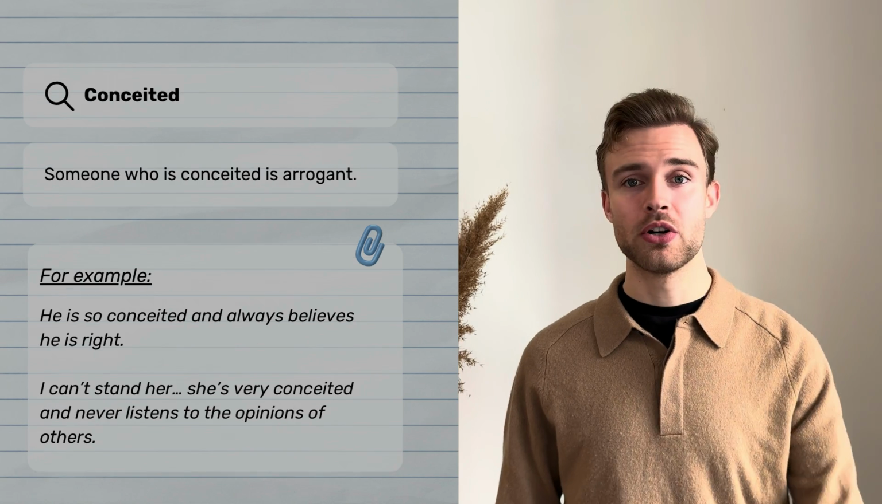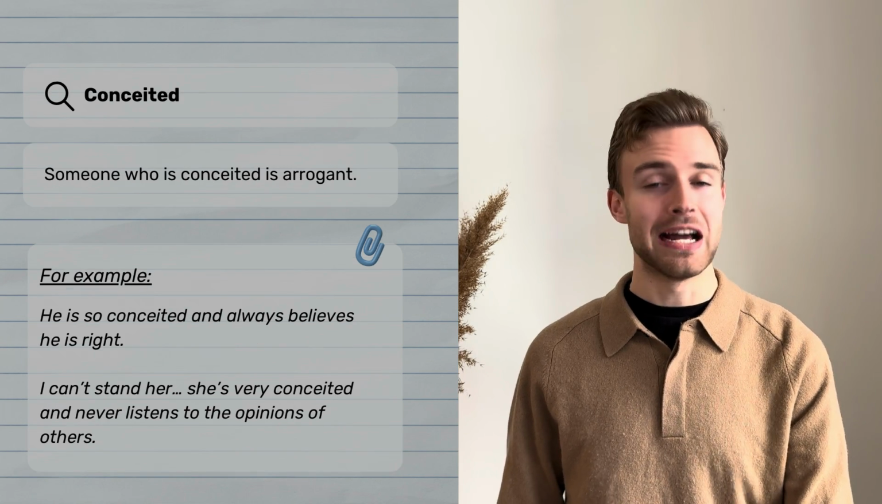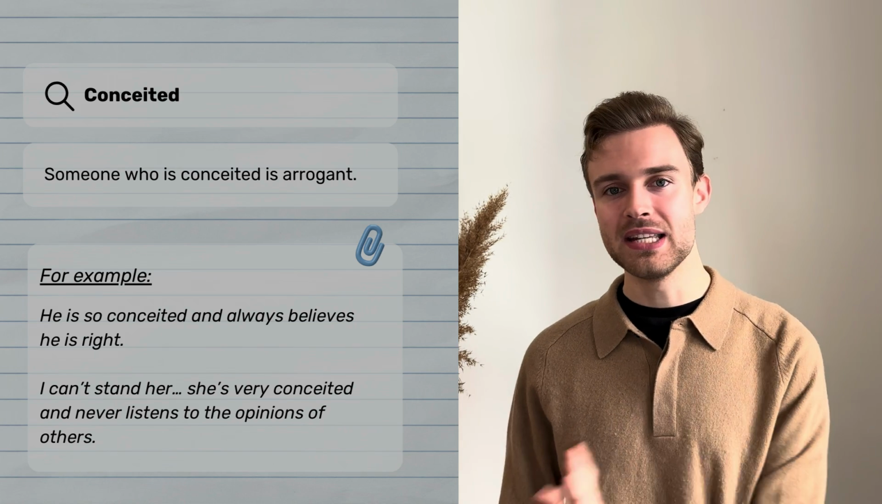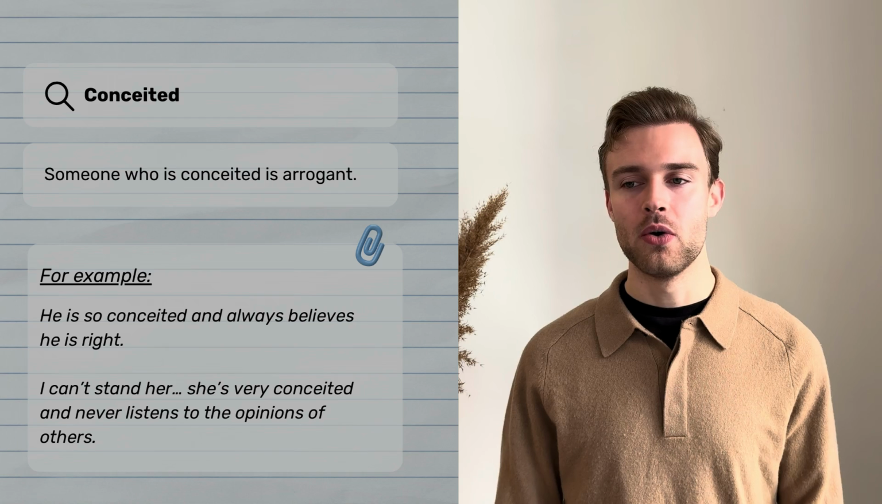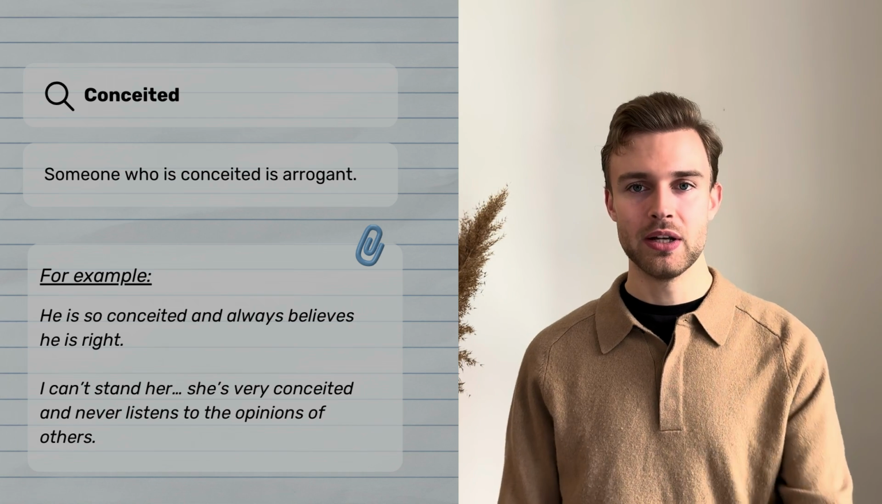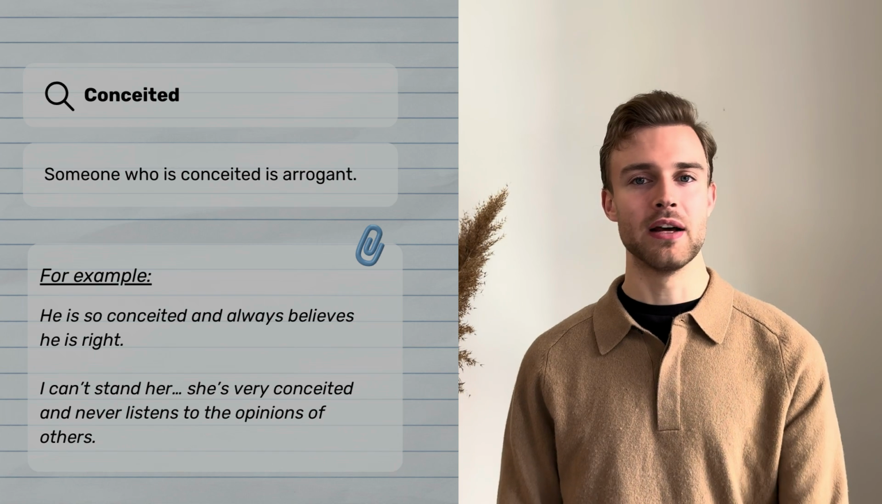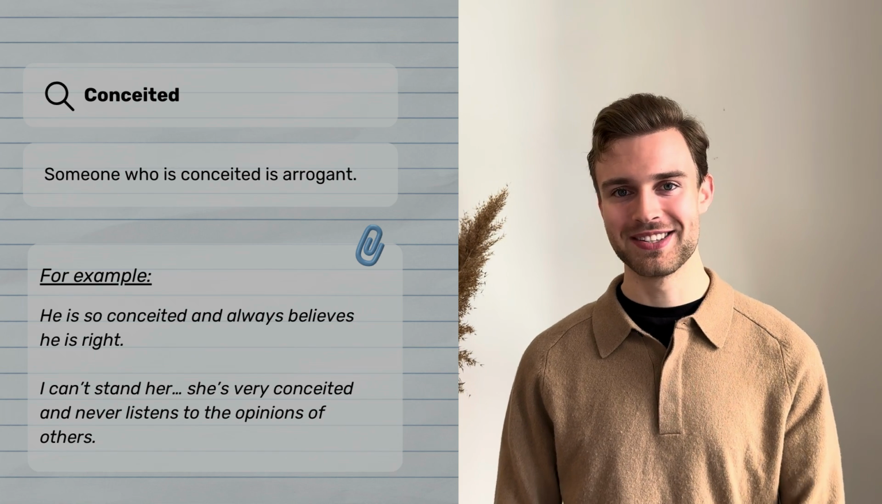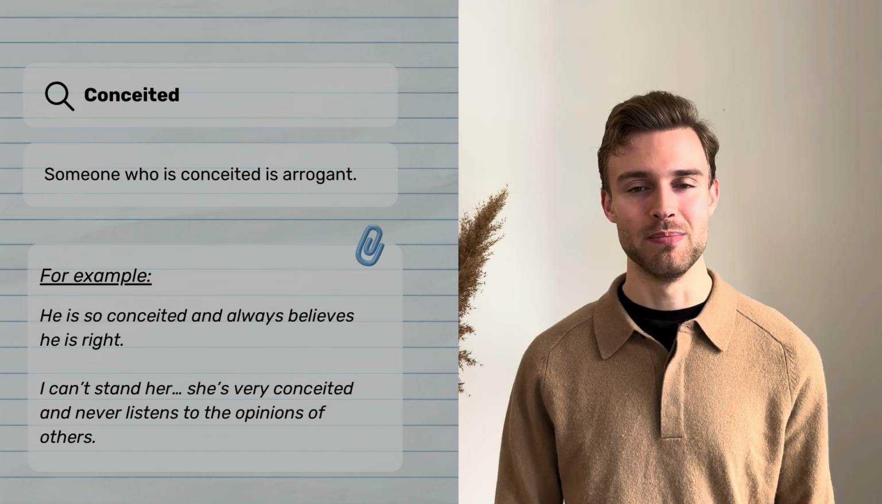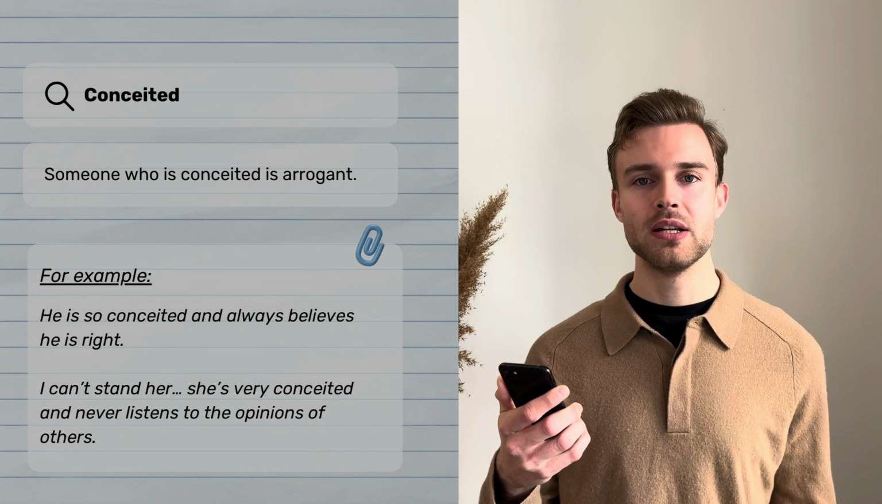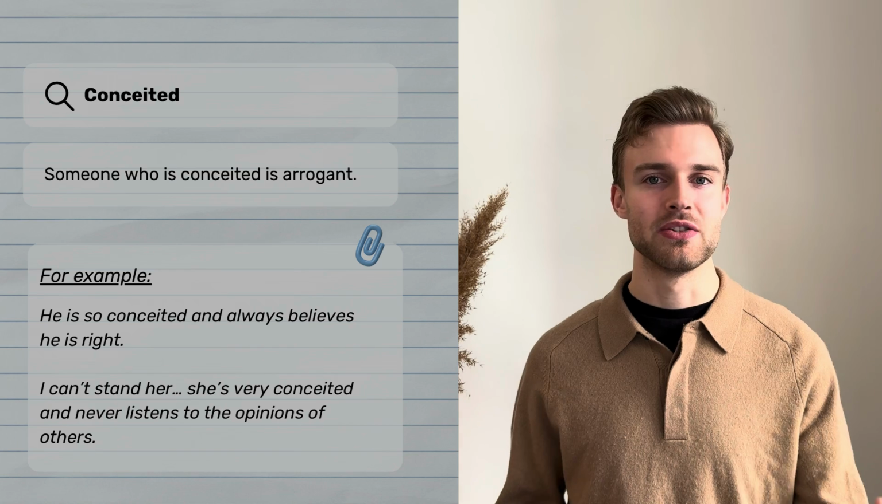Now, the next word on our list is an adjective, and that is conceited. Conceited. Now, when someone is conceited, it means they're very arrogant. They think very highly of themselves. And it's obviously a negative thing to be conceited. For example, he is so conceited and he always believes he is right.